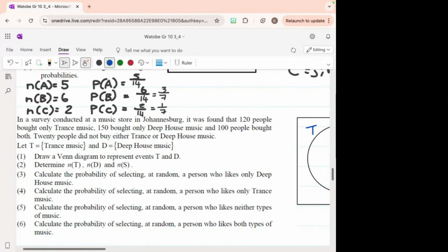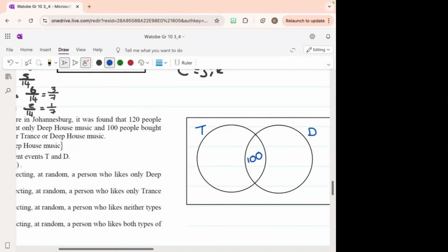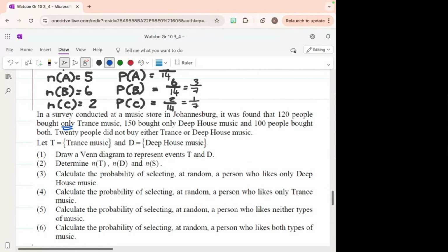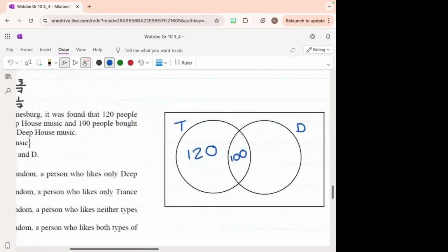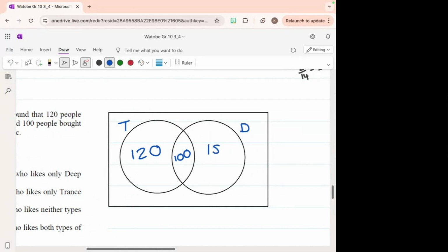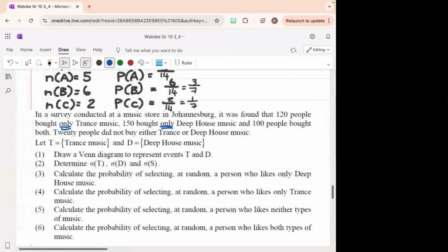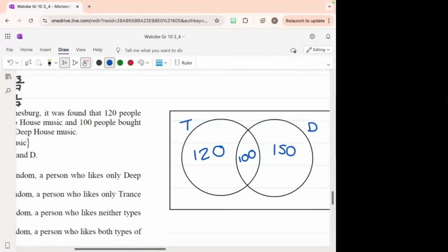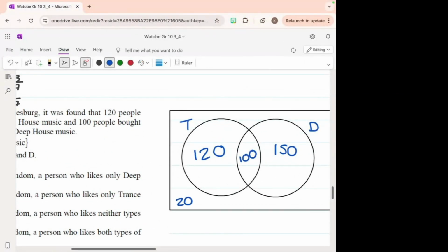It was found that 120 people bought only trance music. So that means that for the only trance music part, it's 120. And 150 people bought only deep house music. So here, 150. 20 people did not buy either. So on the outside, we have 20.